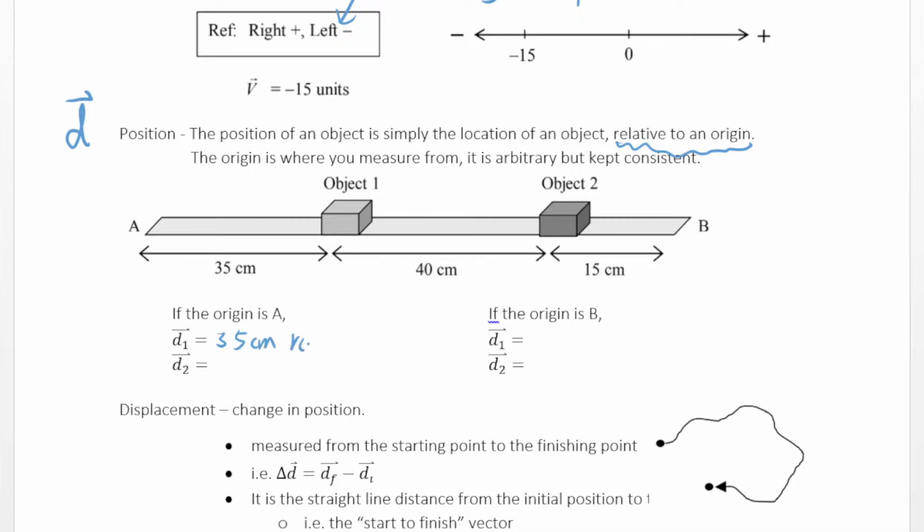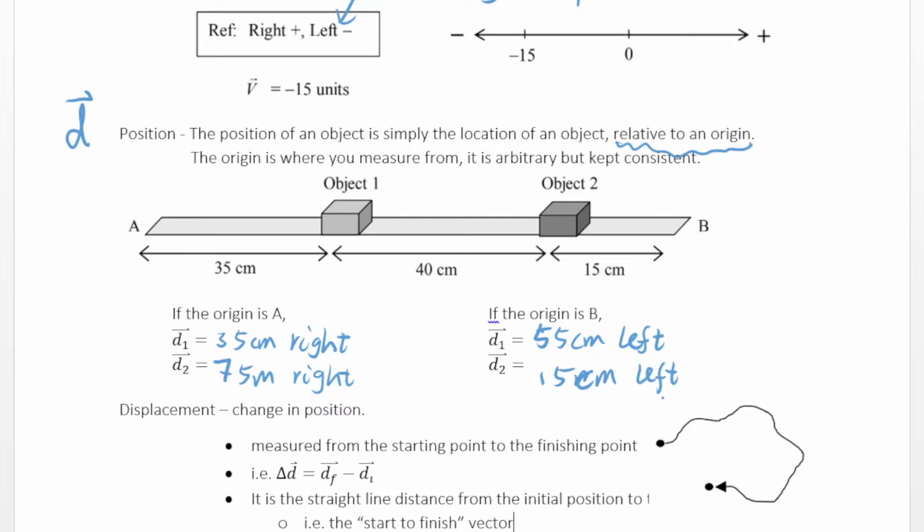Vector, right? Of A, and object 2 will be 75 meters to the right. Of course, I hope I did the mental math correctly. I picked some easy numbers here. Well, the other way around, the position of object 1 will be 55 centimeters left. Remember, same object. The object never moved, right? But then this one will be 50 centimeters to the left.